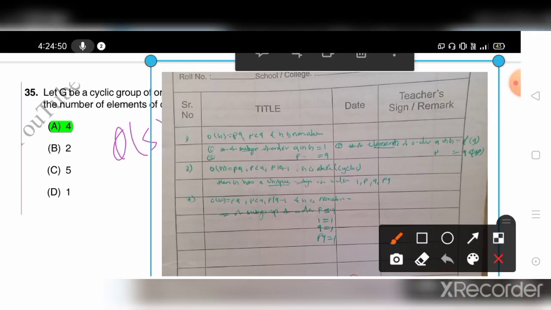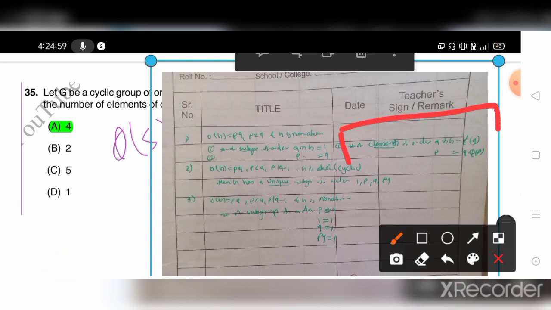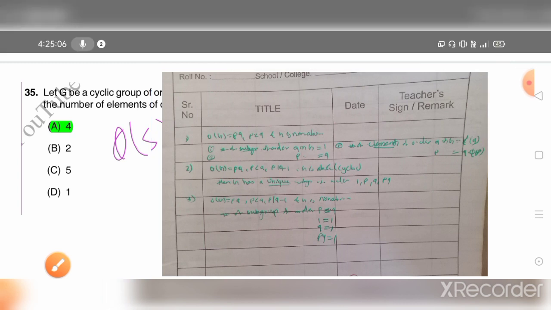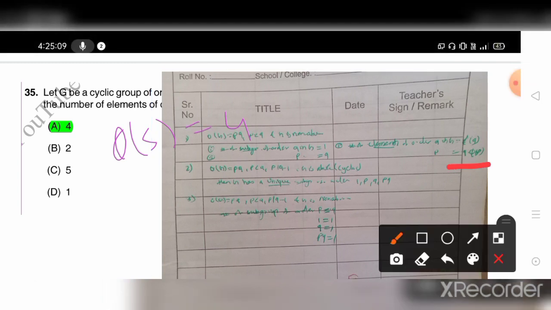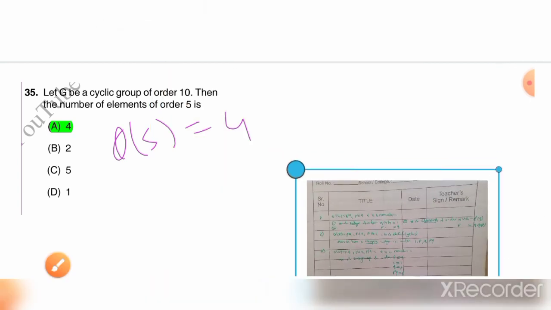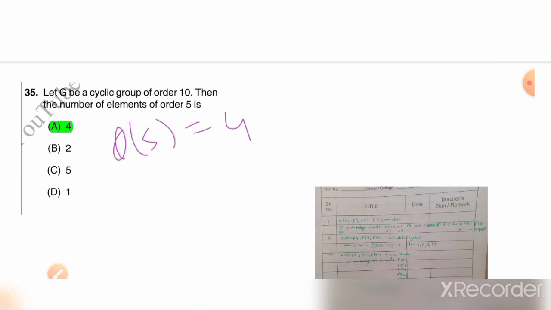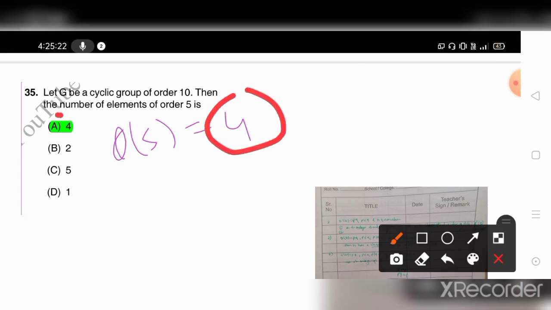Here is given p, q, where p is less than q. The number of elements of order q equals phi of q, and p equals q into phi of p. Here in the question, phi of q is given, and q is given as 5. Here phi of p equals p minus 1, that is 4. Option A is correct.